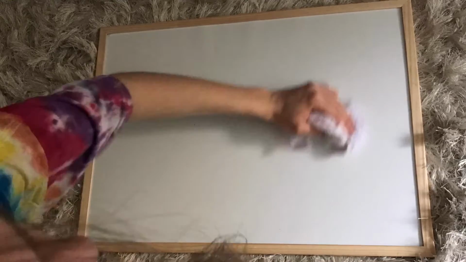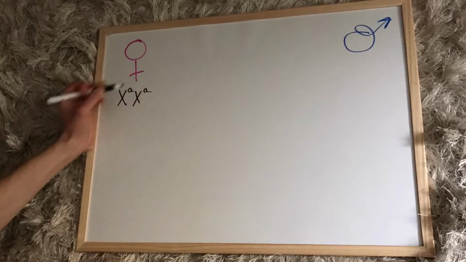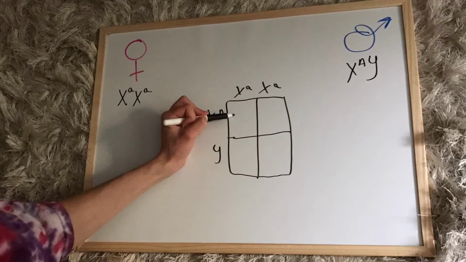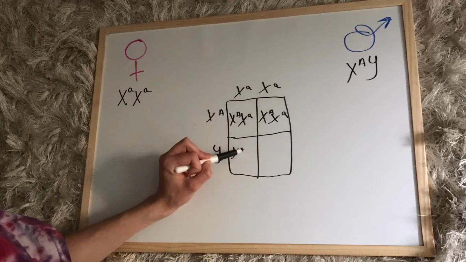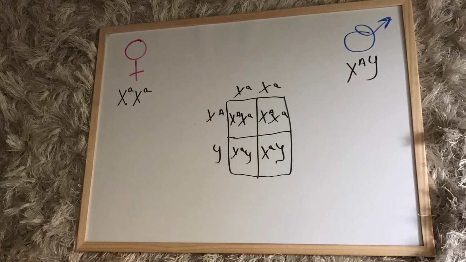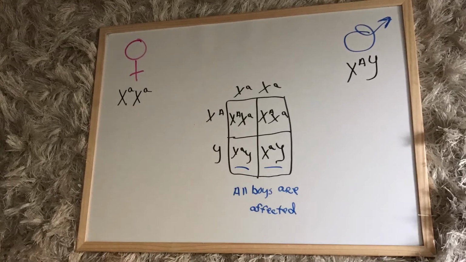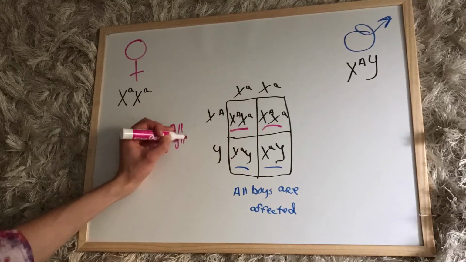Now let's show this with probability and Punnett squares. In this example, we'll have a mother and a father, where the mother has the disease, but the father does not. Once we have our Punnett square drawn and we have our alleles lined up, we can start to fill it in. As you can see in the Punnett square, all of the boys are affected, whereas all of the girls are carriers.